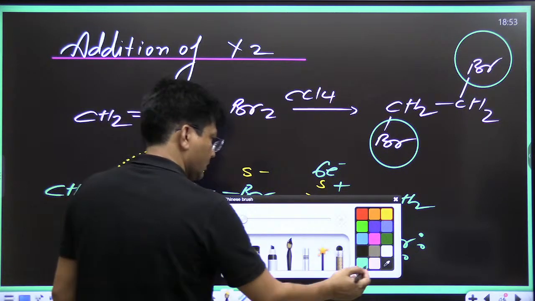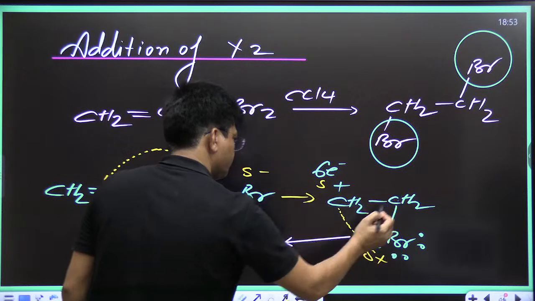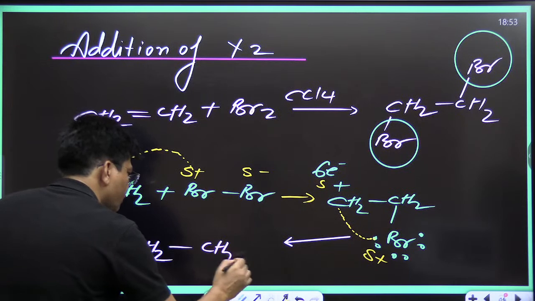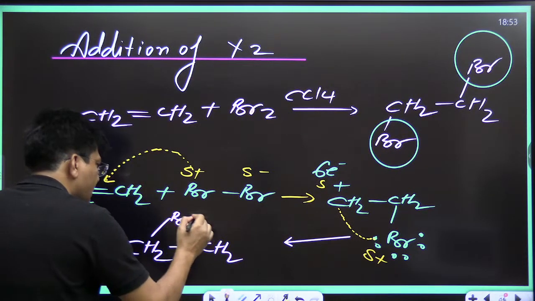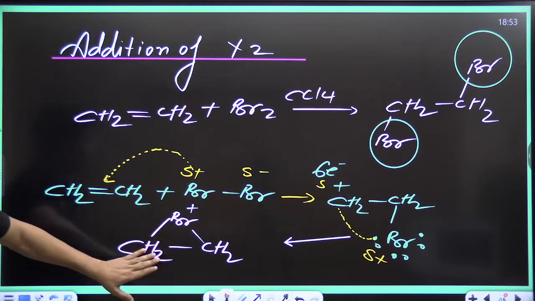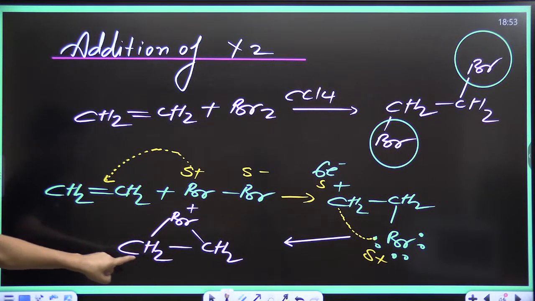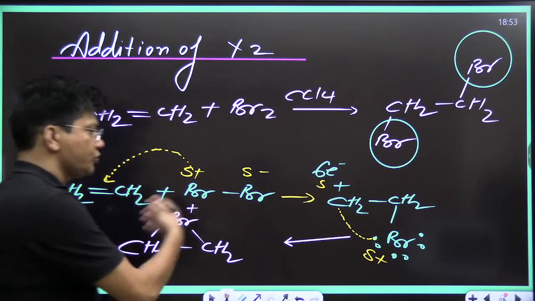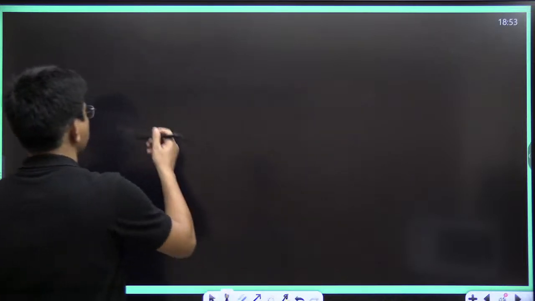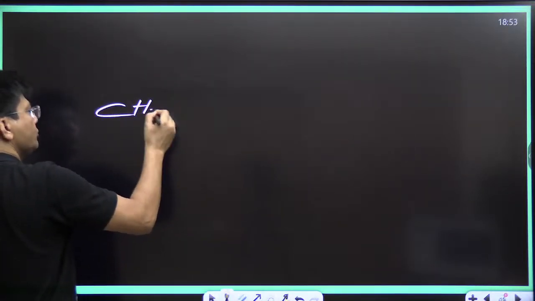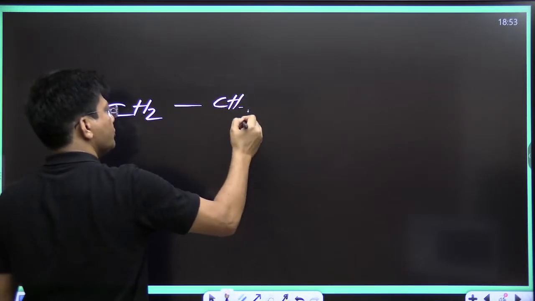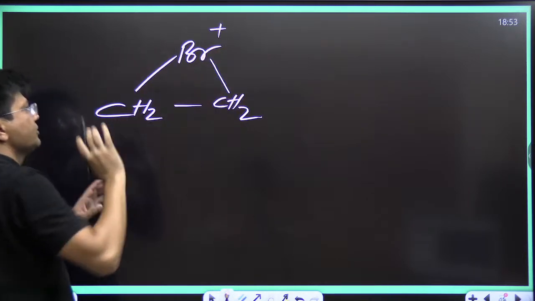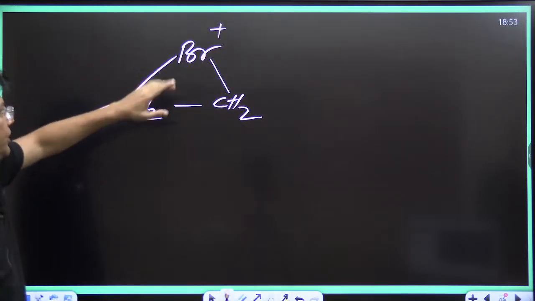See, kids, CH2Br plus, this is the actual intermediate. Let me take it on the next page. Please turn over the page. Let me bring it to this page. CH2Br positive. This is a non-classical carbonium ion, a 3-membered ring.